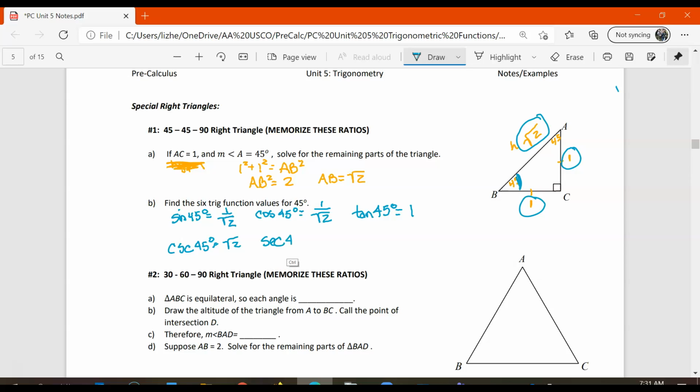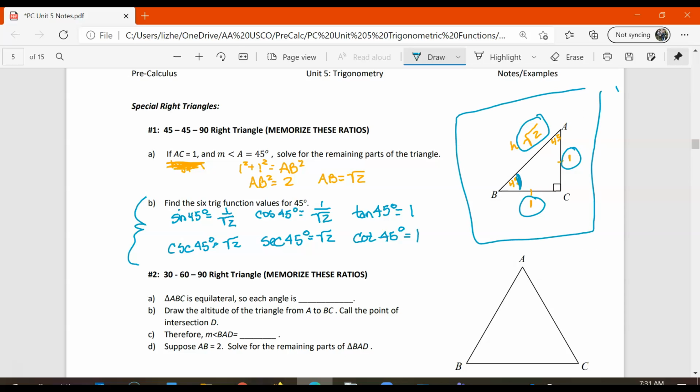Secant of a 45-degree angle is going to be radical 2 over 1, and cotangent of a 45-degree angle is 1. It is recommended that you memorize these. It is required that you can draw this 45, 45, 90 right triangle with 1, 1, and radical 2, then you can always find these. If you don't memorize these, it's okay, because you can sketch this and find these.